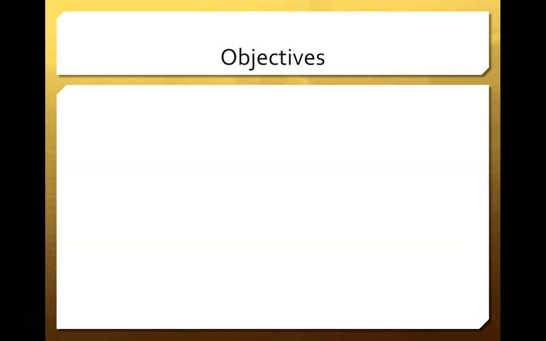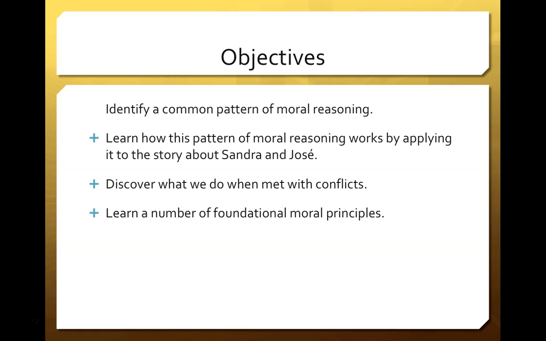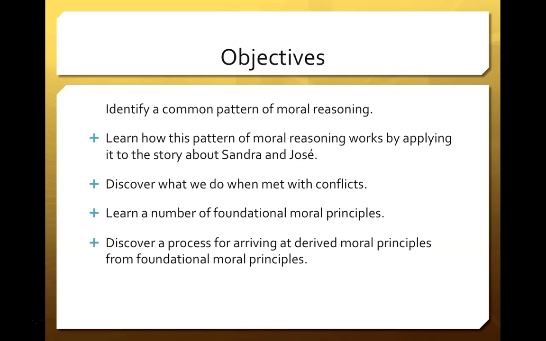The objectives for this video begin with us identifying a common pattern of moral reasoning. Then we're going to learn how this pattern of moral reasoning works by applying it to the story about Sandra and Jose. Then we're going to discover what we do when we're met with moral conflicts, learn a number of foundational moral principles, and discover a process for arriving at derived moral principles from foundational moral principles.